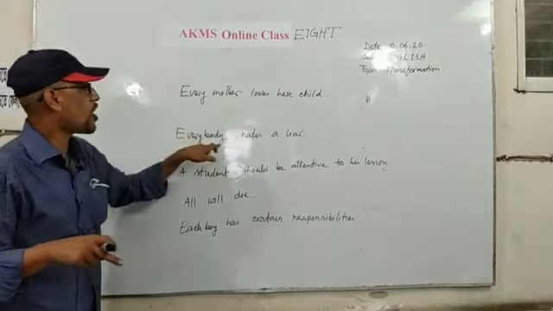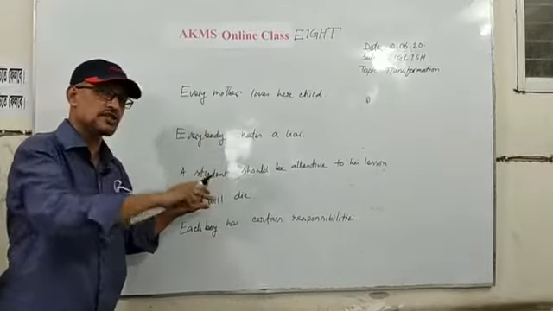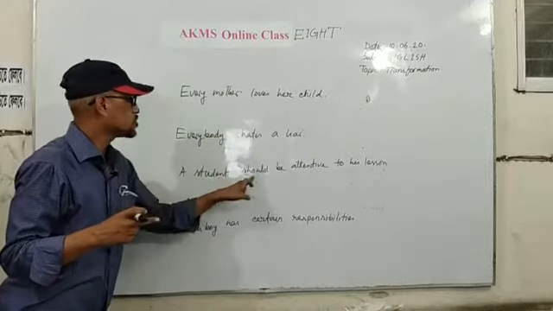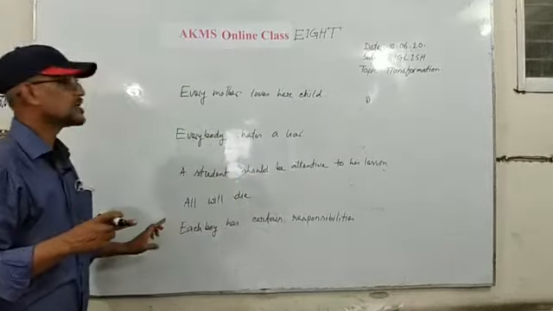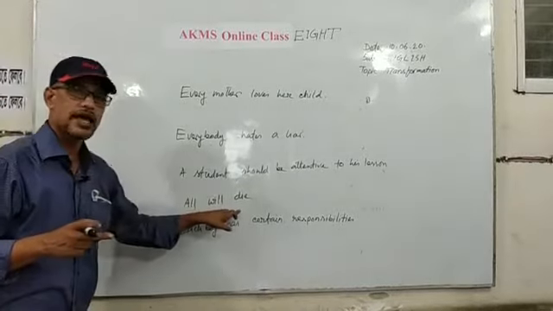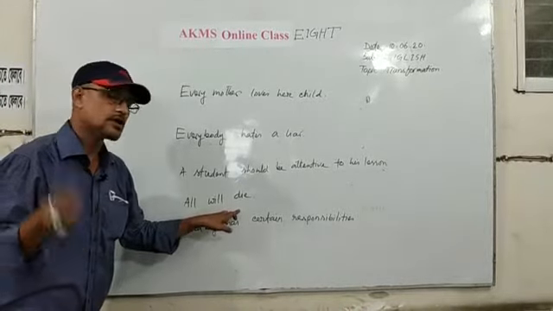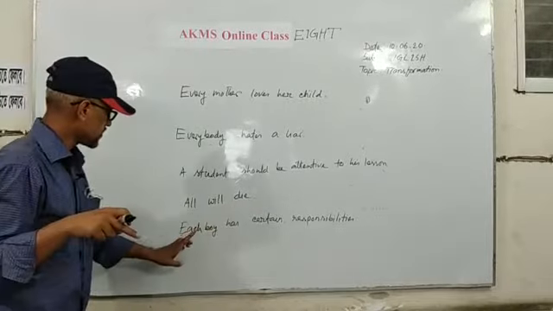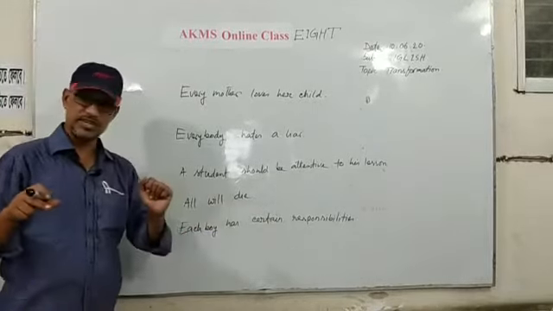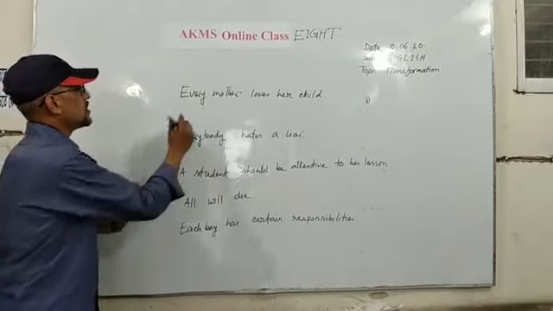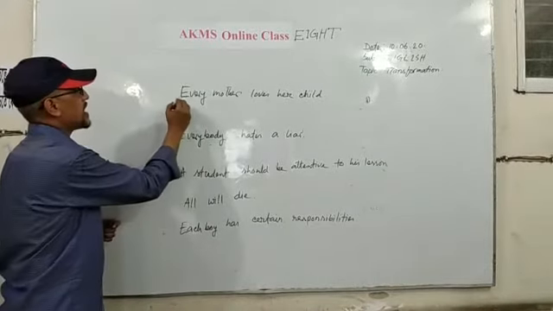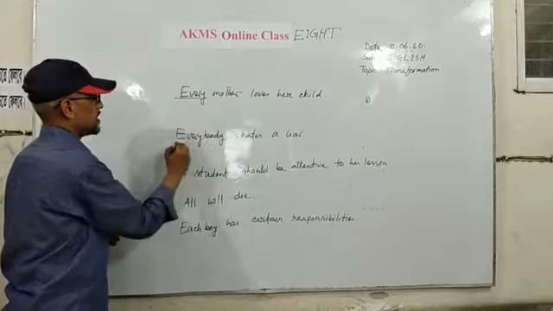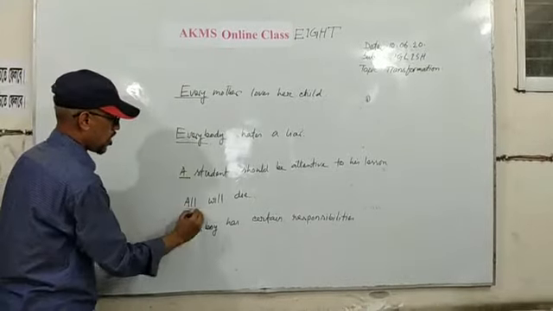Every boy hates a liar. A student, not you, not he, a student, every student should be attentive to his lesson. All will die. Not only I, but also you. All living beings will die. Each boy has certain responsibilities. So, you can clearly notice that I have used every, a, all, each.